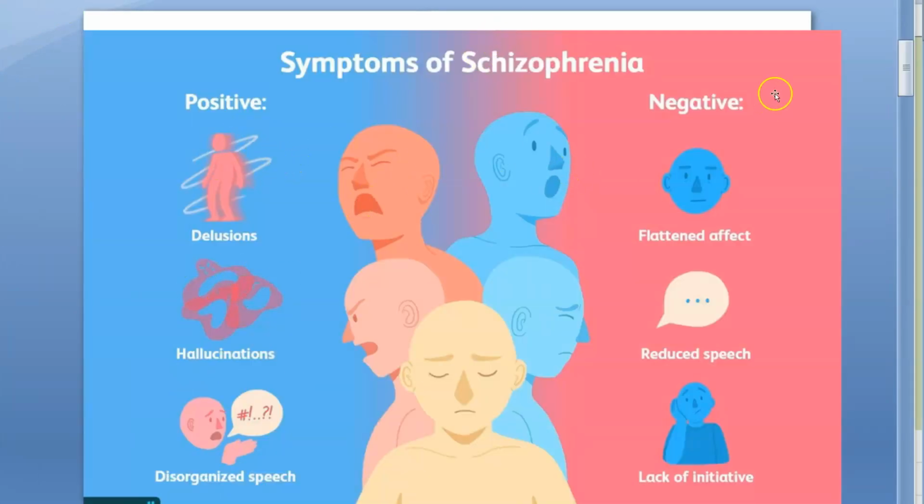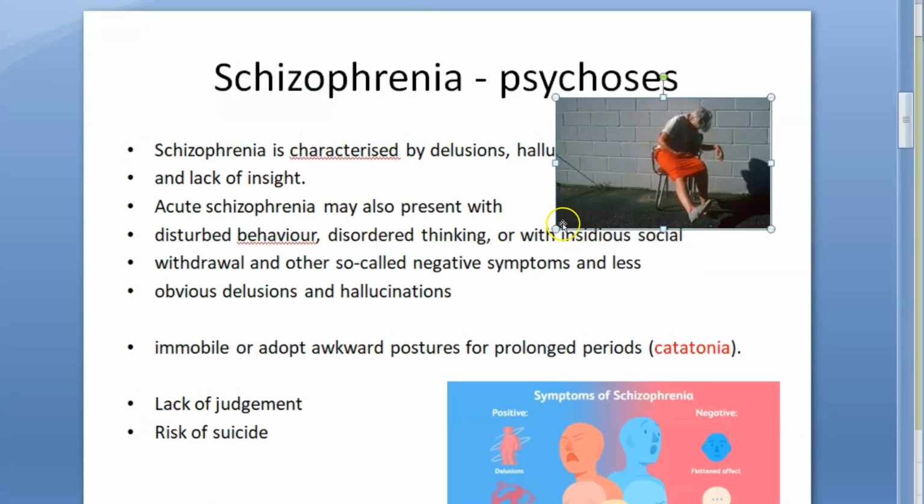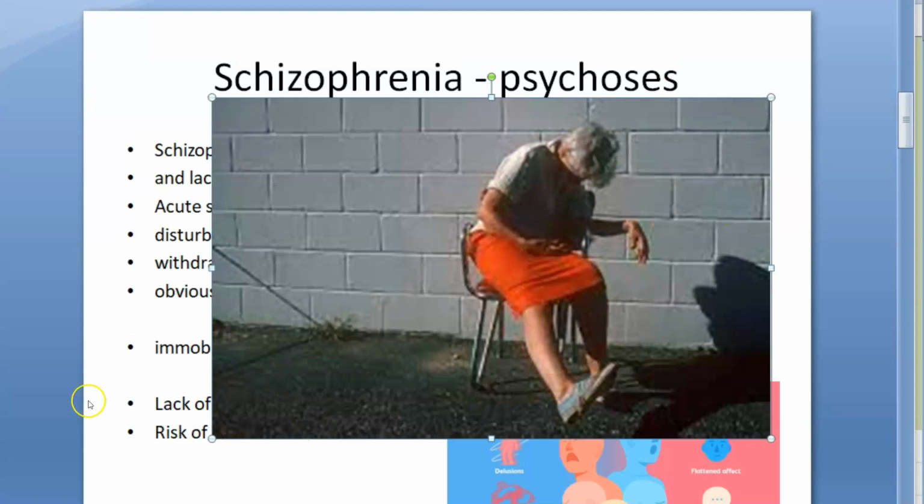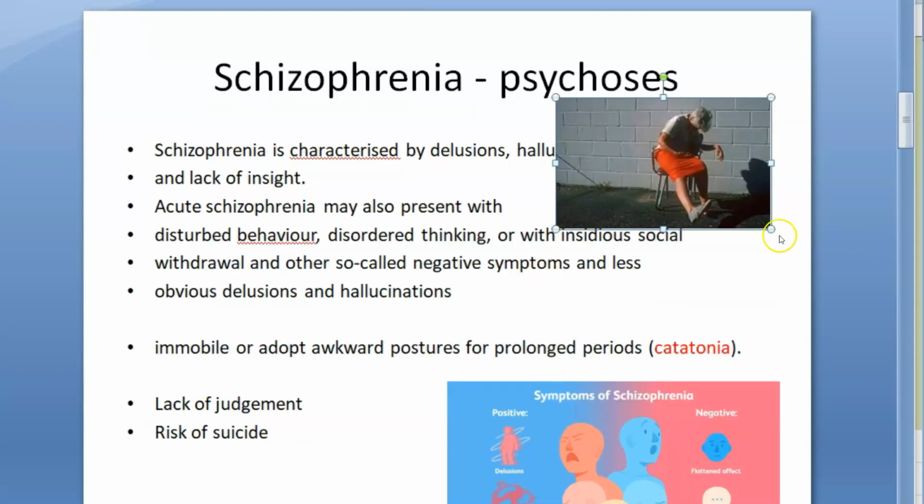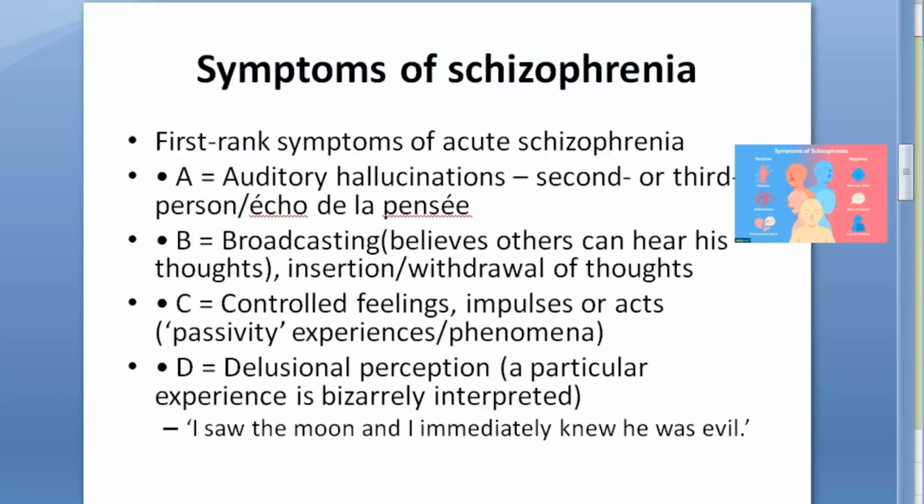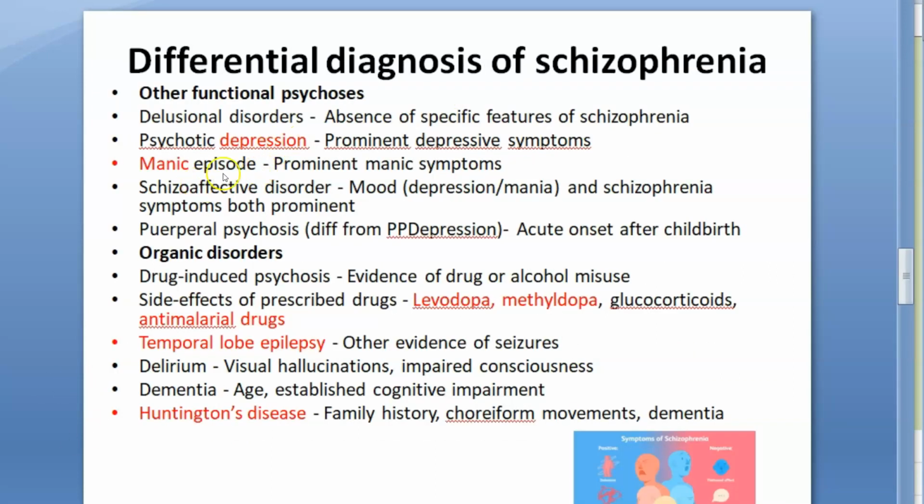There'll be positive symptoms and negative symptoms. Positive like delusions, hallucinations, disorganized speech. Remember hallucinations. And the negative, they will have a flattened affect, a reduced speech and lack of initiative. There can be something called as catatonia. That is awkward postures they can adopt, okay, for a prolonged period. So this is catatonia.